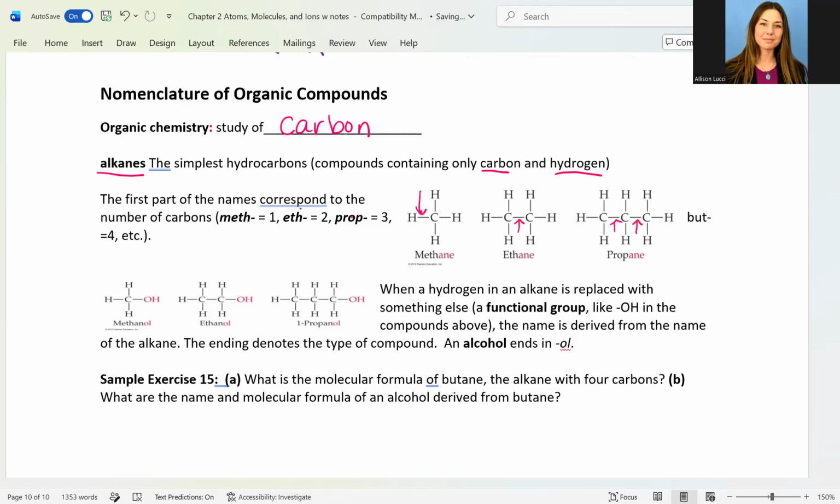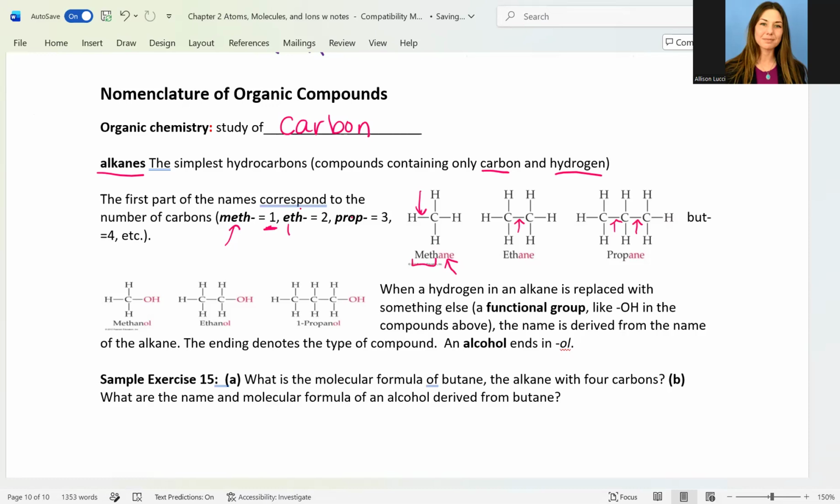So when we name these compounds, the number of carbons corresponds to the first part of the name. So if we have one carbon, we call that a meth group. So we have meth, and then the ending ane comes from the fact that it only has single bonds and it's an alkane. So a one carbon alkane is methane.